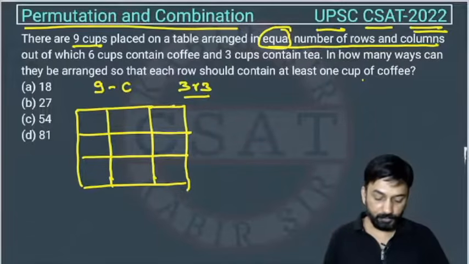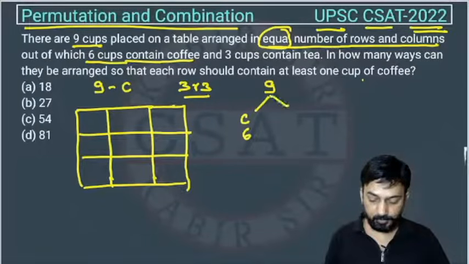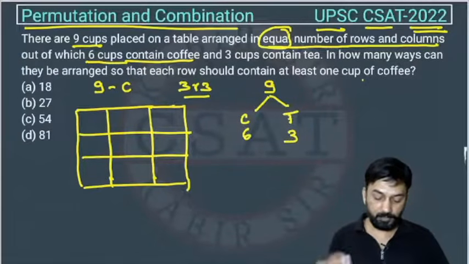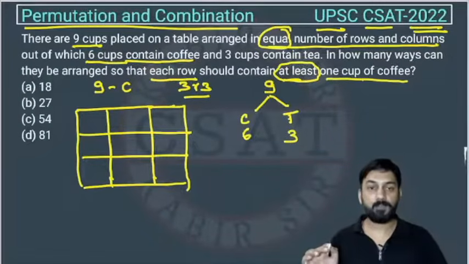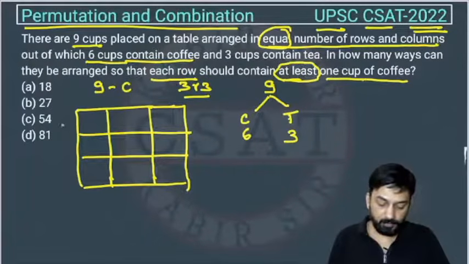Now, out of which 6 cups contain coffee. So out of these 9 cups, 6 cups contain coffee, and 3 cups contain tea, right? So in 3 cups we have tea. In how many ways can they be arranged so that each row should contain at least 1 cup of coffee, right? So we have to arrange in a pattern so that this is row, right? And these are columns.